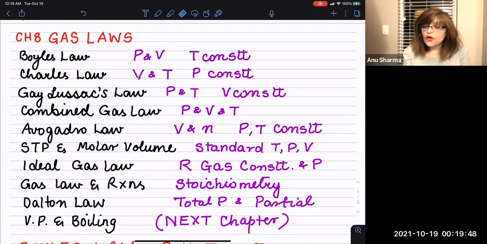Avogadro's law talks about the relationship of volume and the number of moles, keeping the pressure and temperature constant. Then the standard temperature, pressure, and volume values are also given in your handout on the last page.